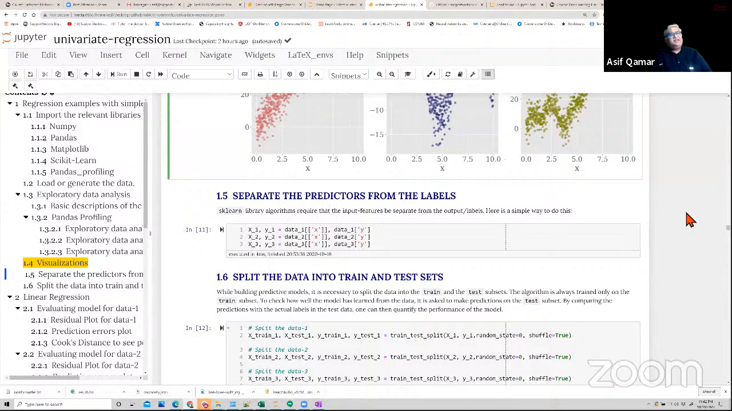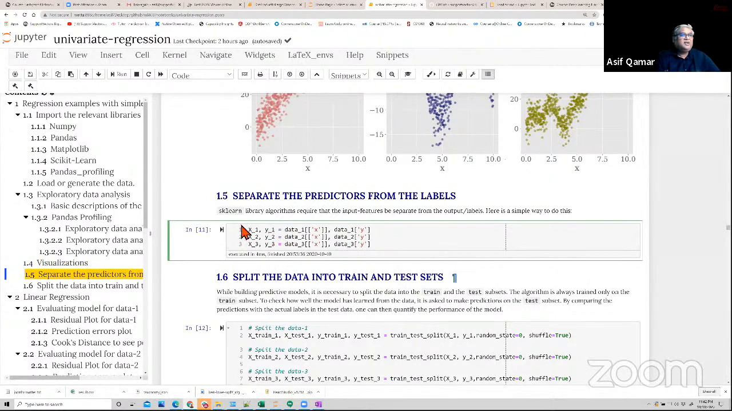So one of the first things that you have to do, this is very specific to Python machine learning, is that you have to separate out the predictors, the input variables, from the output variables. They need to be in two separate buckets. So for the first data, we separate them into x1 and y1. So underscore one just refers to one of these three data.